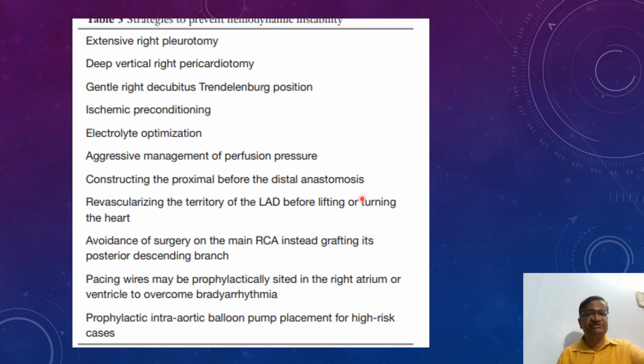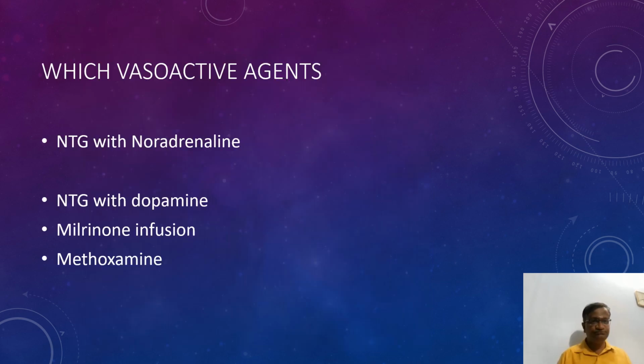So we want MAP above 70. MAP by heart rate is more than 1. Avoidance of surgery on the main RCA, instead grafting its posterior descending branch if you have problems. Pacing wires may be prophylactically sited at the right atrium. Sometimes IABP can be kept. If you think the hemodynamic stability is going to be dangerous, be ready with an IABP, intra-aortic balloon pump. NTG with adrenaline, NTG with noradrenaline, NTG with dopamine, and milrinone infusion, and some institutes use methoxamine.